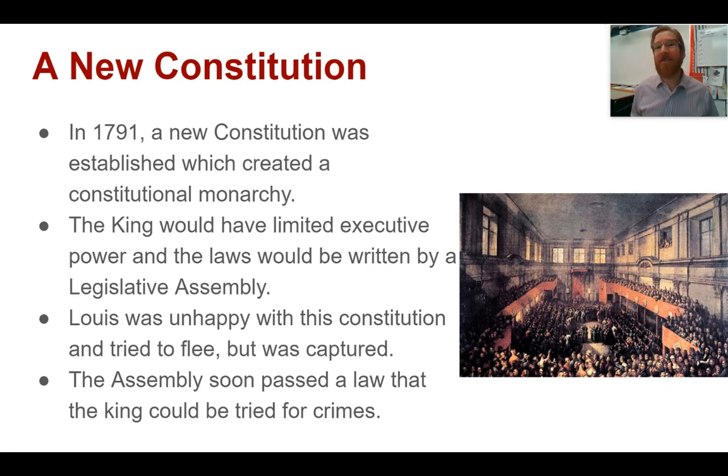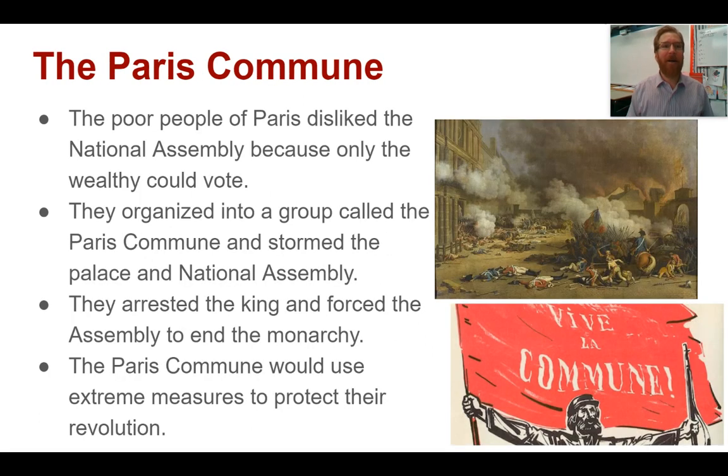And at that point, he is seen as a threat to the people of Paris. And the assembly soon passed a law that said, if the king does prove himself to be a threat to the people of Paris and the people of France, that he could be tried as a criminal. That is going to have an effect on the king in just a little while. But let's look at the group that's taking charge.